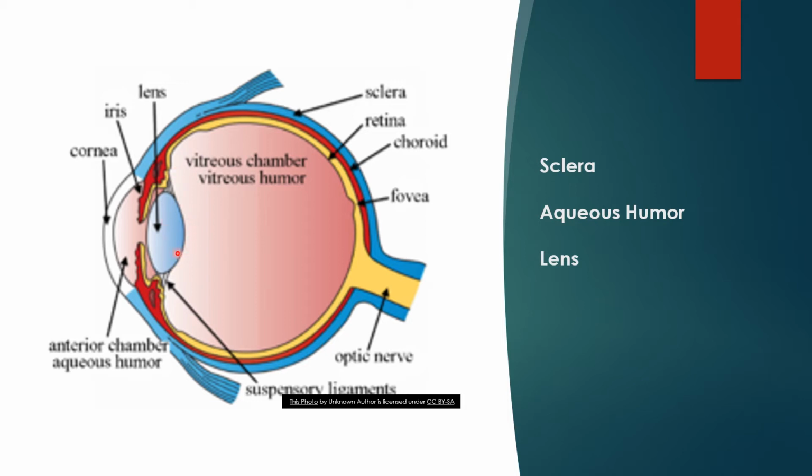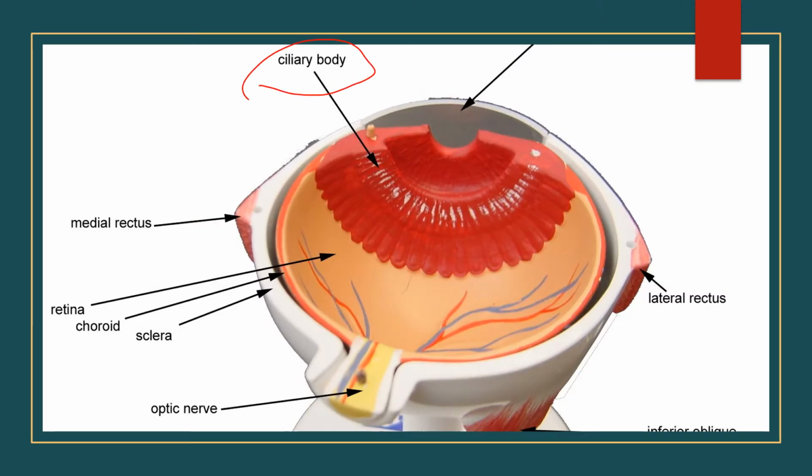Here we have the lens. The lens is a resilient, transparent structure that focuses light by changing its curvature. It's located behind the iris and is the secondary refraction after the cornea. Okay, this is the ciliary body. It is in this cool model right here behind the lens. It accommodates changes. It changes the shape of the lens so that when we look at near objects, the lens fattens out so that we can see objects closer up.